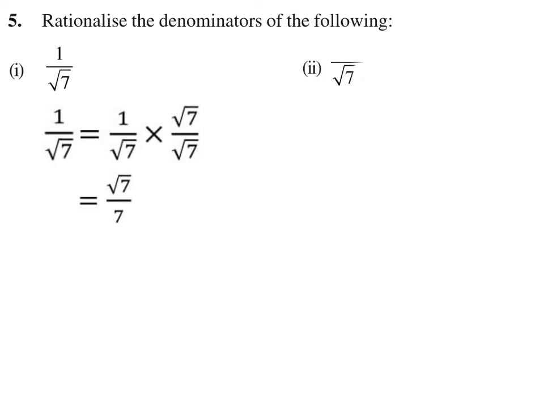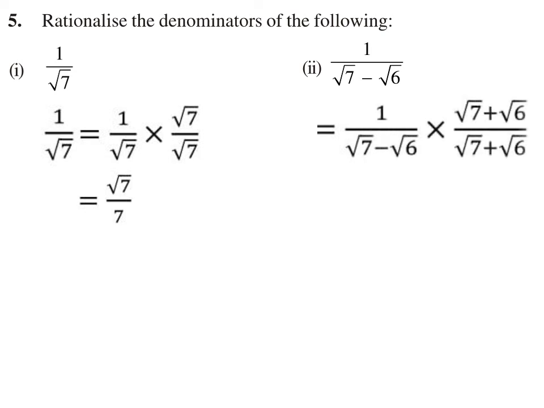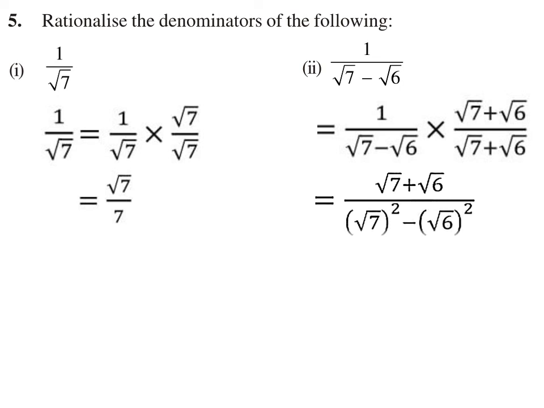Now the second question is 1 divided by root 7 minus root 6. What we have to do is multiply and divide it by root 7 plus root 6. We have to change the sign between the two numbers. So in the numerator it will become 1 into root 7 plus root 6, which is root 7 plus root 6, divided by root 7 square minus root 6 square.